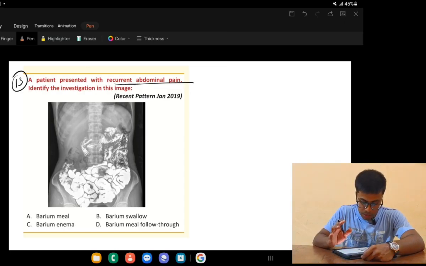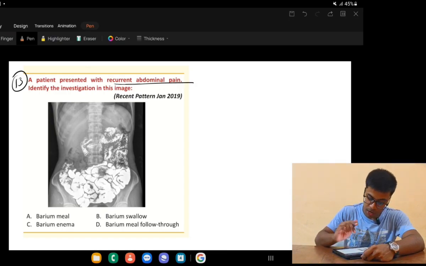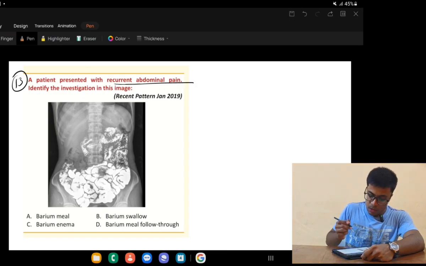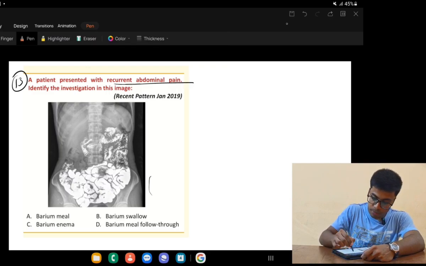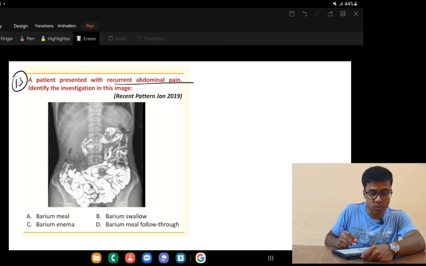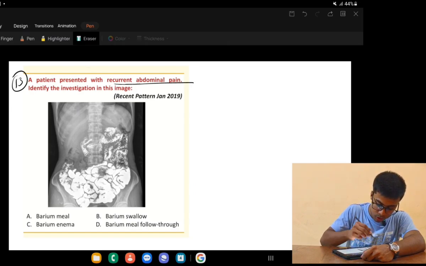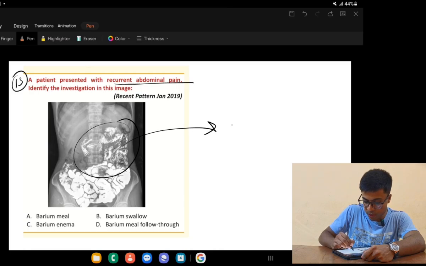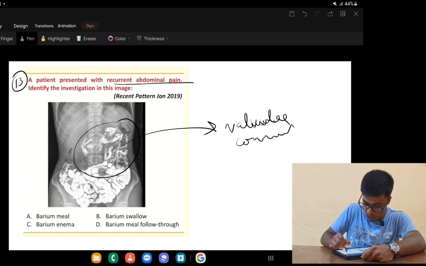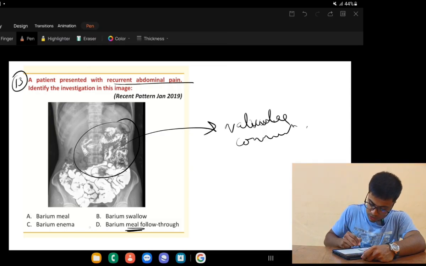It is probably a barium study, of course, because all options have barium in them. But what is this exactly? First you should know the barium studies. Is it a barium swallow? No, it is not. We are seeing the small intestine for sure, with valvulae conniventes. So the barium must be given from above, through the mouth. So it must be a meal. So it's a barium meal.